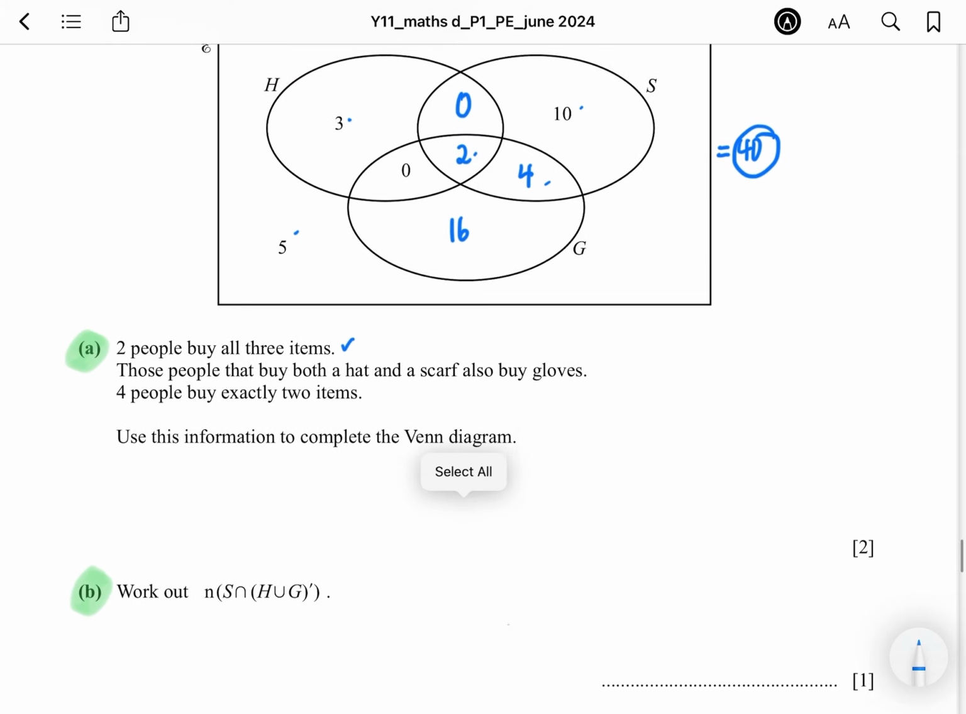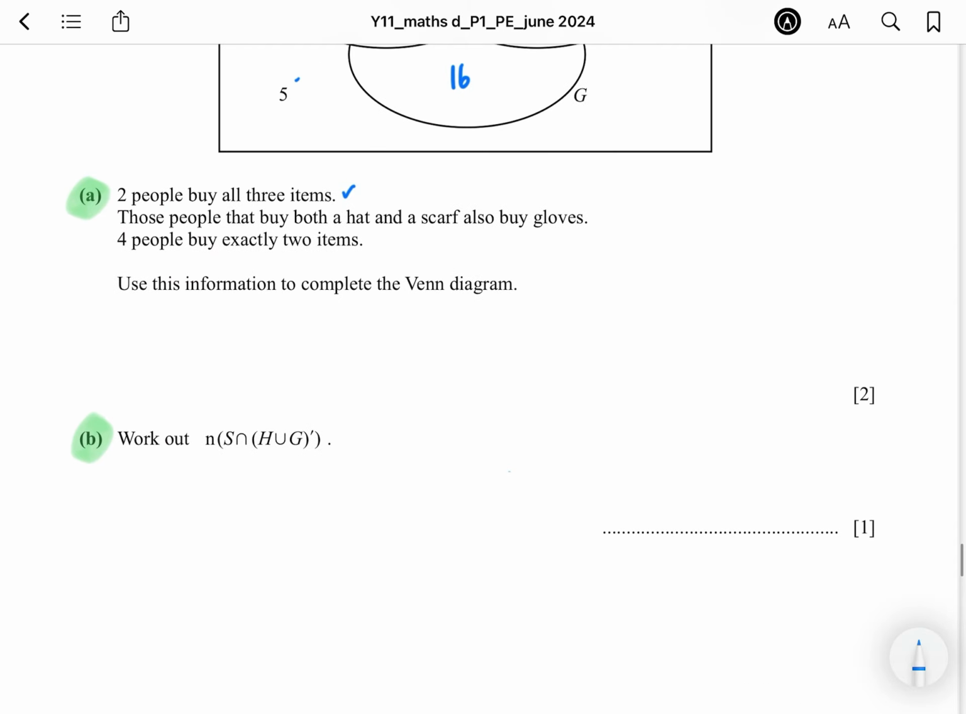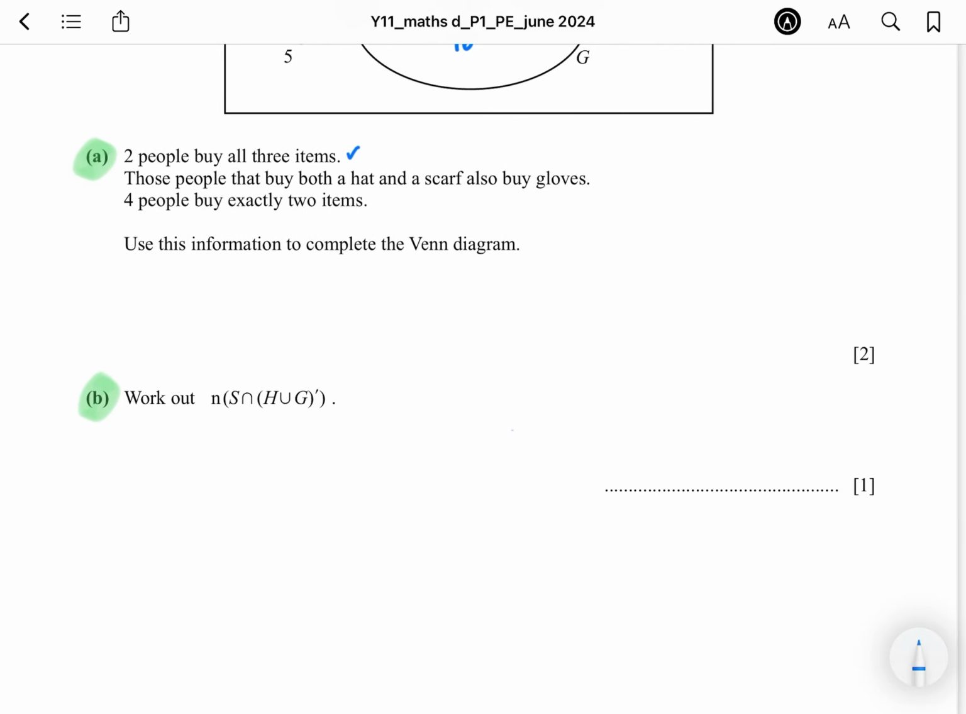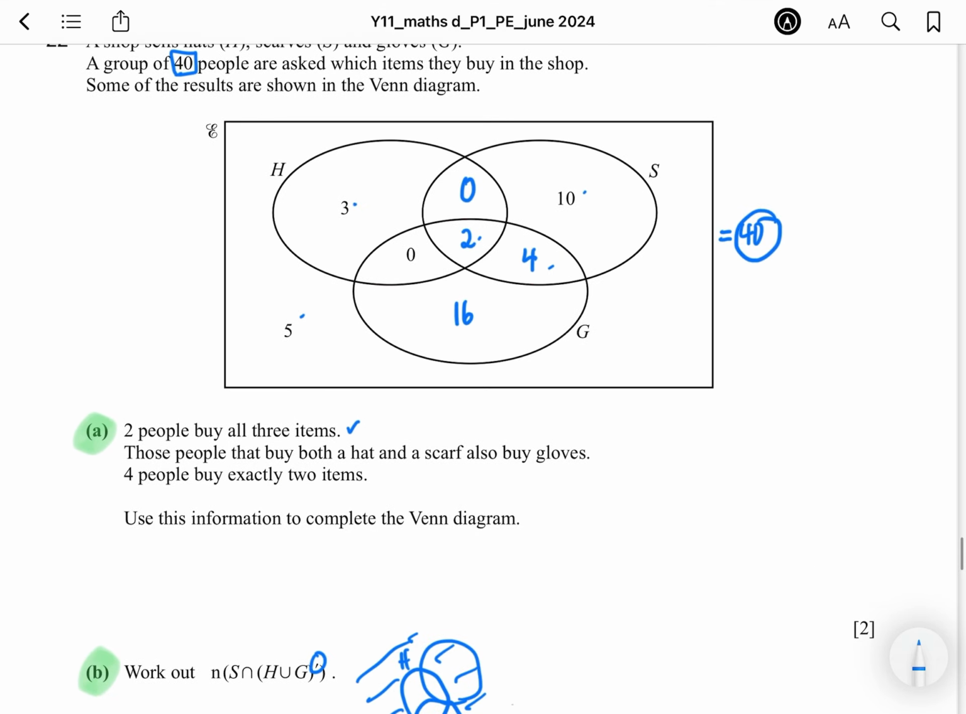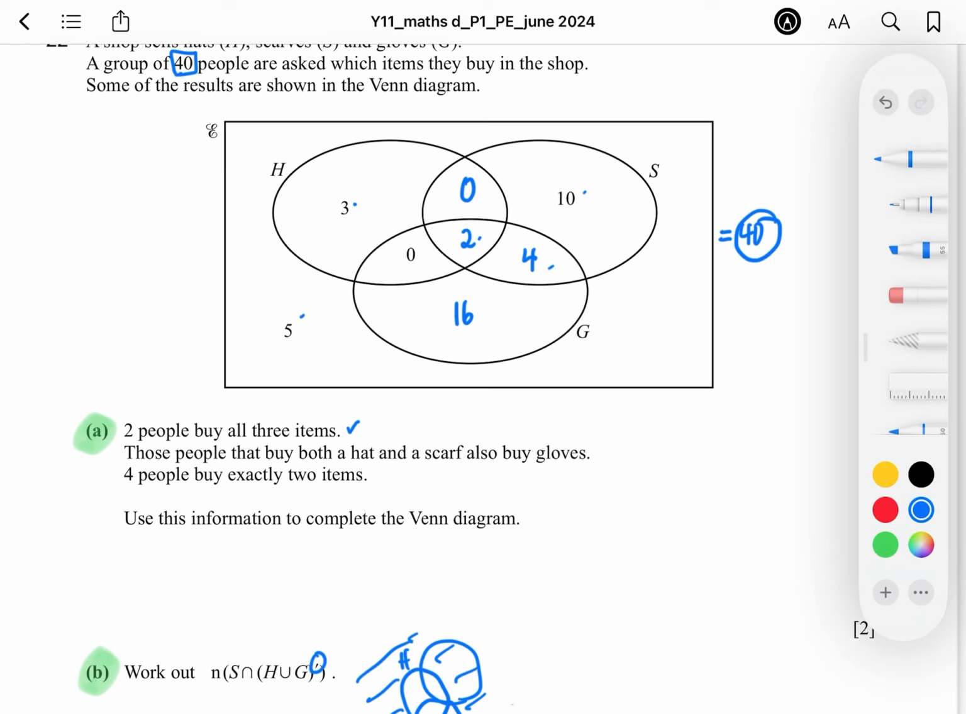Okay, and then work out H union G. So if this is H, and that's your G, this is H union G. But it doesn't want H union G. It wants the complement of it. That means outside of it. So everything outside, intersect with S. That means the region that is required is this region here, which equals 10.